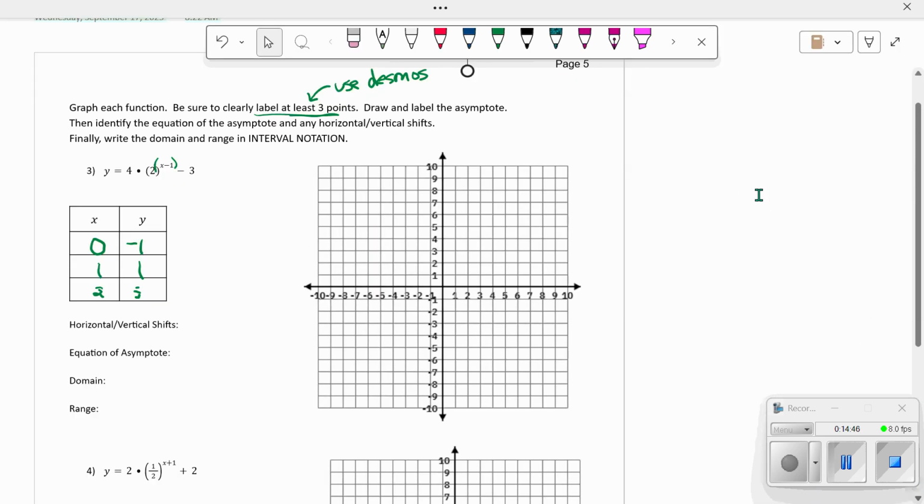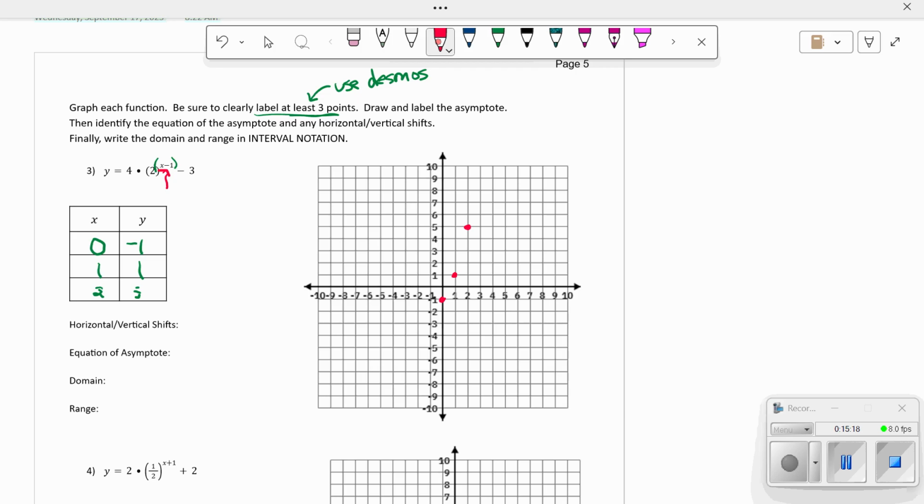Now, I still have to graph this accurately, which means I have to know more than just what Desmos says. So I have my (0, -1), I have my (1, 1), I have my (2, 5). But let me fill in this stuff before I connect those dots, because if I just connected that now, something will go wrong. So, looking at what's happening here.